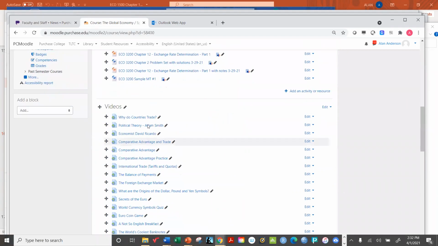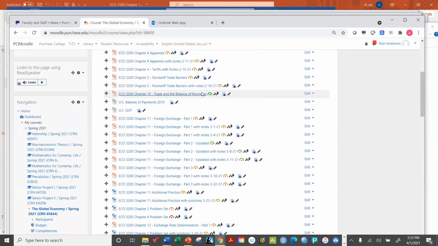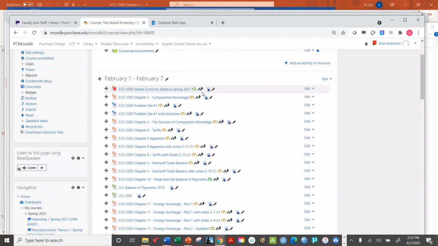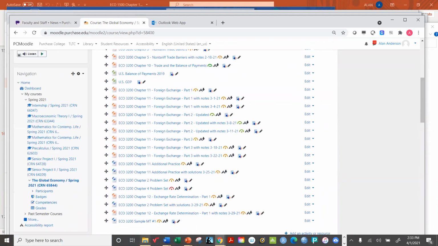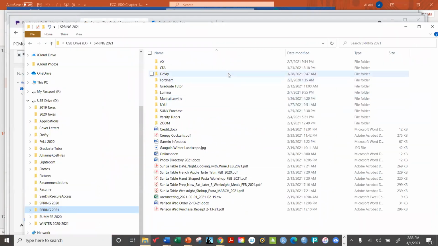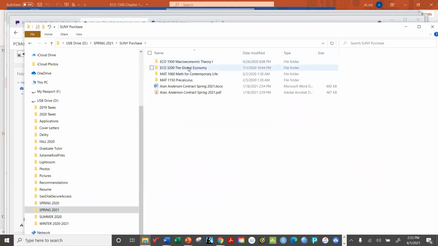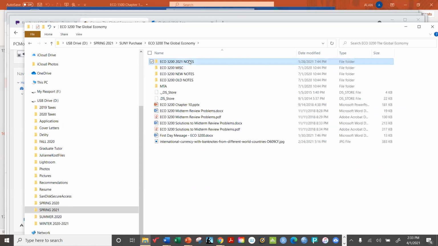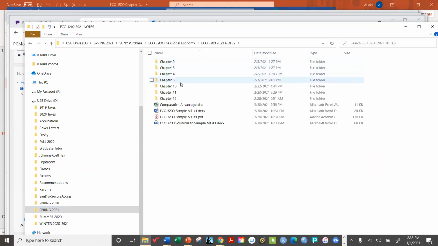So what I've done is there is a sample midterm here now, which is going to cover chapters 2, 3, 4, and 5, as is the actual first midterm. If you recall, we've broken up this course into a couple of major sections. 2, 3, 4, and 5 all involve international trade. After that, it's all about international finance.